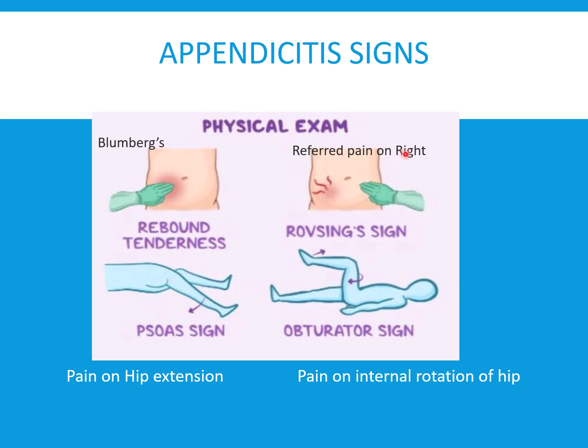We have Rovsing sign. When you press on the left, they feel pain on the right side, so referred pain. Remember, your appendix is in the right lower quadrant here. They'll also have pain in this area when you pull their leg back, so that's hip extension. They'll have pain on the psoas sign. The obturator sign, you pull their knee up and have internal rotation of the hip, and they have pain on that side. So these are all the signs of appendicitis that you'll want to take note of.